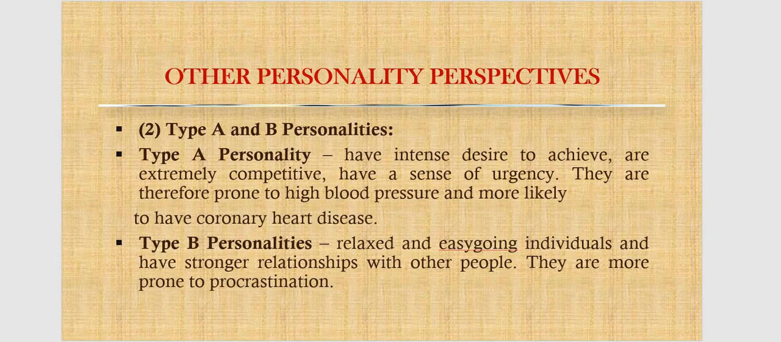And let's also move on to the next one. That is what other personality perspectives. So we have what? Type A and B personalities. So type A personality here, we are saying they have an intense desire to achieve. They are also extremely competitive, have a sense of agency. They are therefore prone to high blood pressure and more likely to have coronary heart disease.